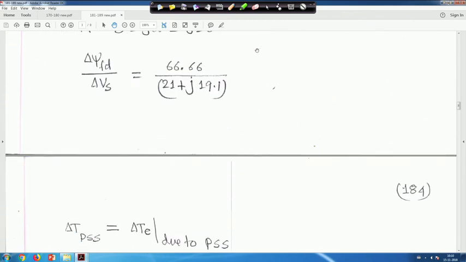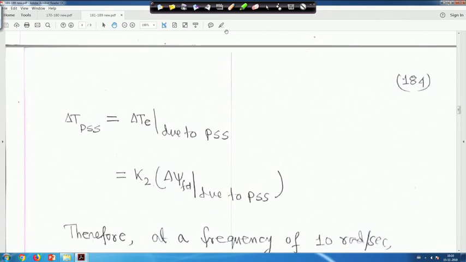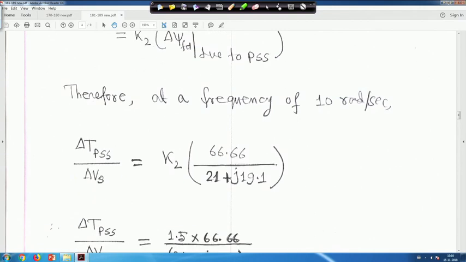Just multiply numerator and denominator by 21 minus j 19.1 and simplify. Now we are changing the term to delta T PSS, that is delta T due to PSS, which will be K2 into delta psi f d due to PSS, that I wrote earlier also. Therefore, at a frequency of 10 radian per second, delta T PSS upon delta Vs we can write like this. Now the meaning is completely clear to you, it will be K2 times 66.66 upon 21 plus j 19.1.